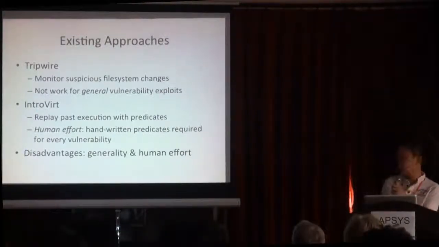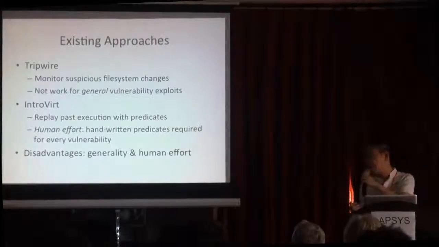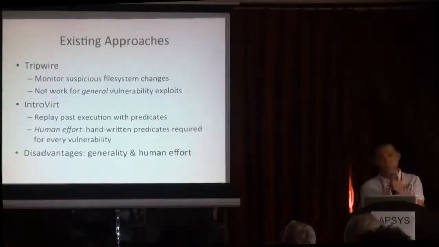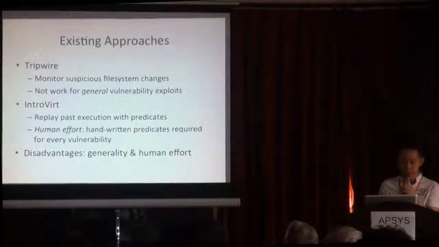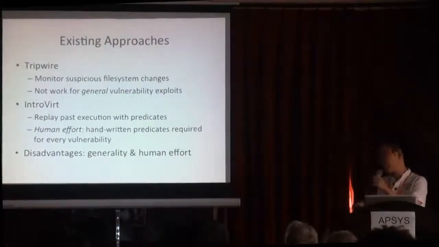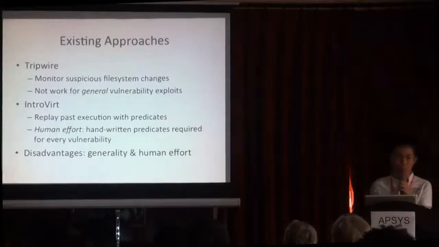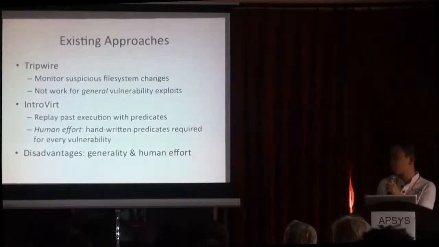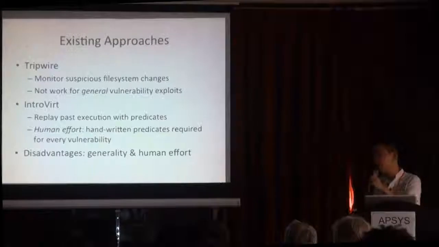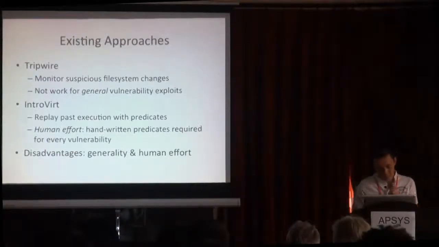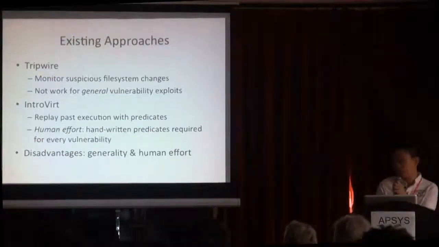Another work is Introvert, which basically uses virtual machine techniques to replay past execution with handwritten predicates. So it involves some human effort, because you have to write predicates for every manipulation here. So there are two major disadvantages from this work, basically generality and human effort.